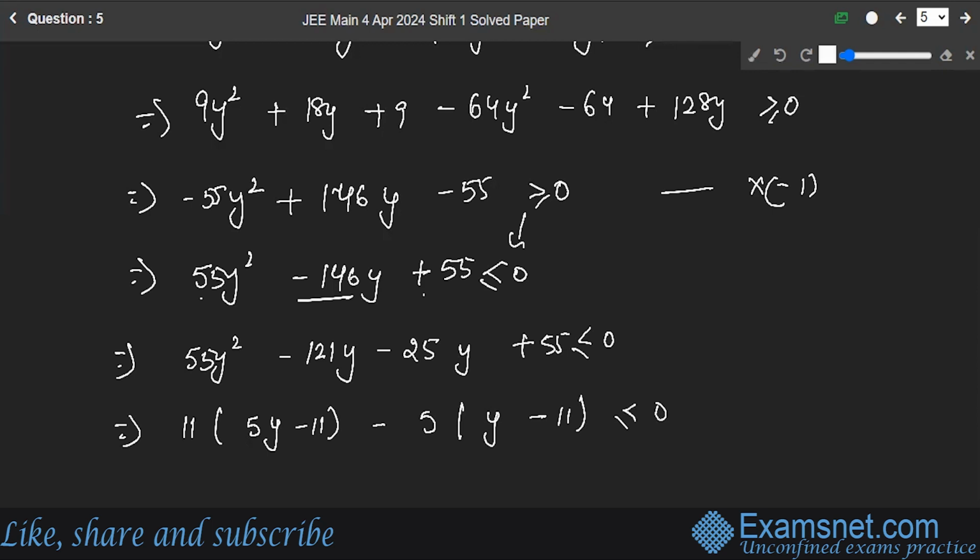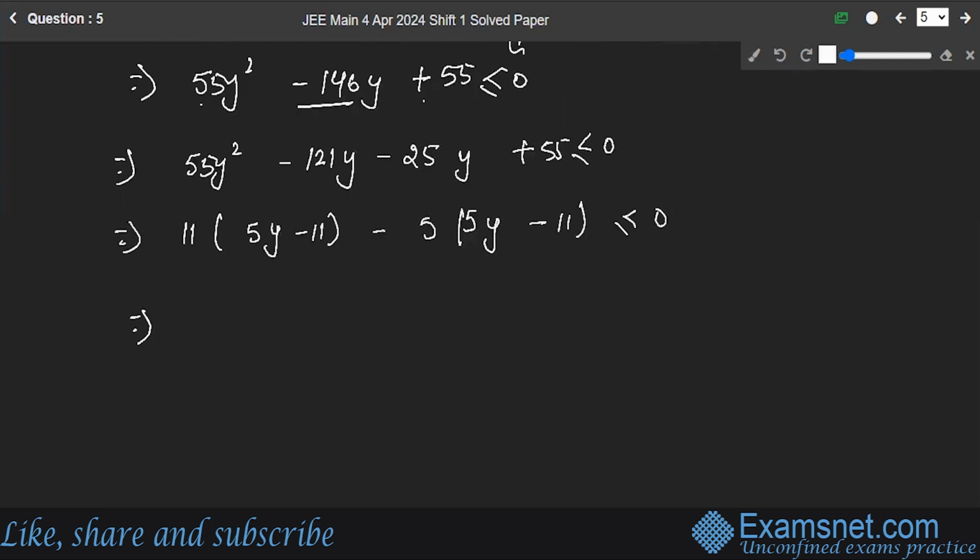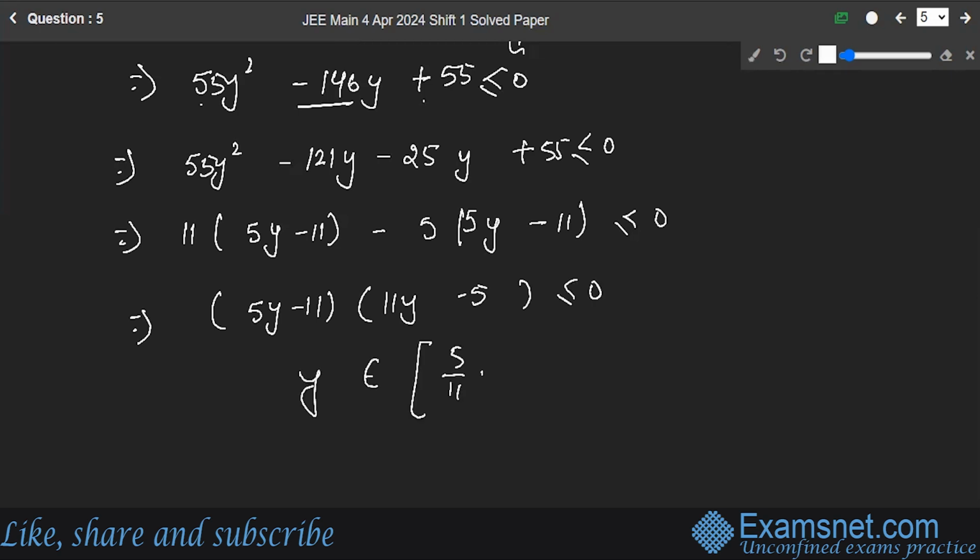So the two factors will be 5y minus 11 and 11y minus 5, less than or equal to 0. So that means y will belong to the interval of 5 upon 11 to 11 upon 5.